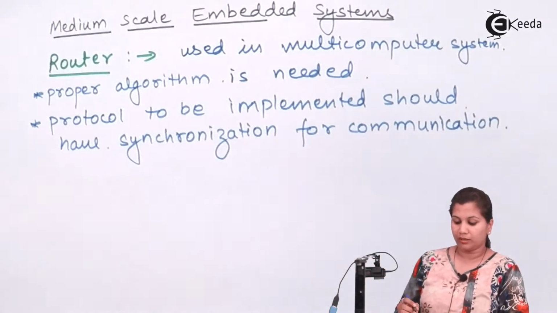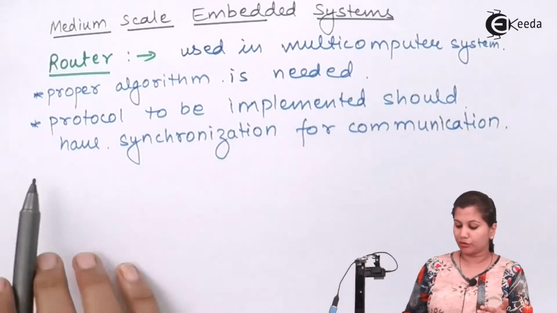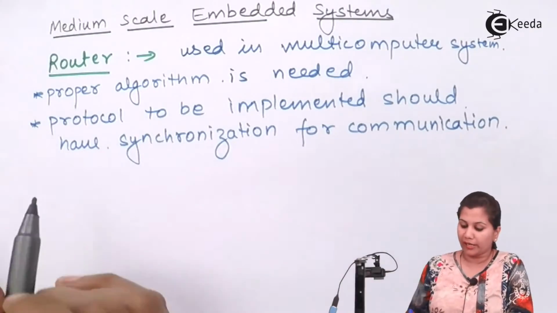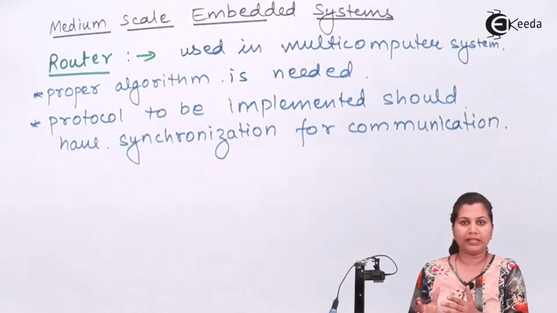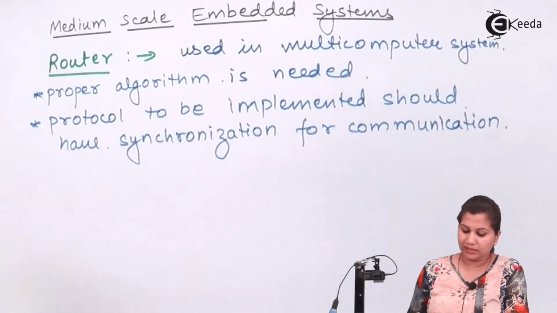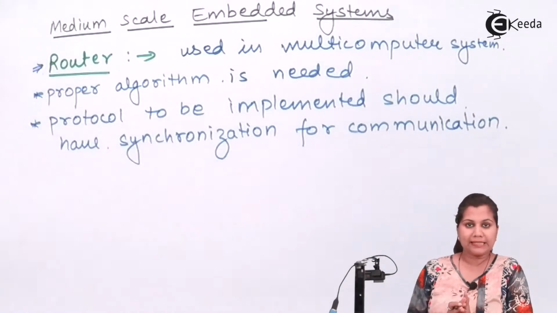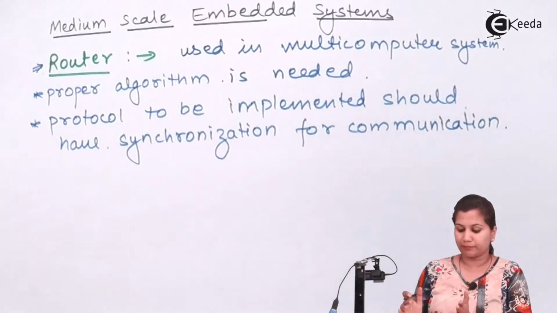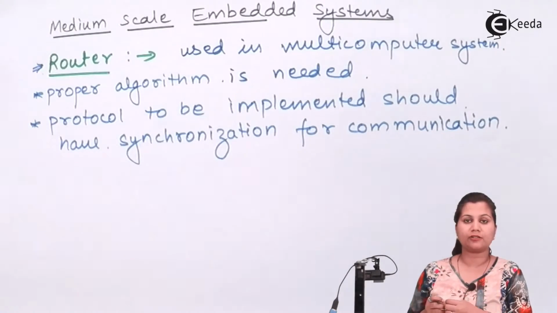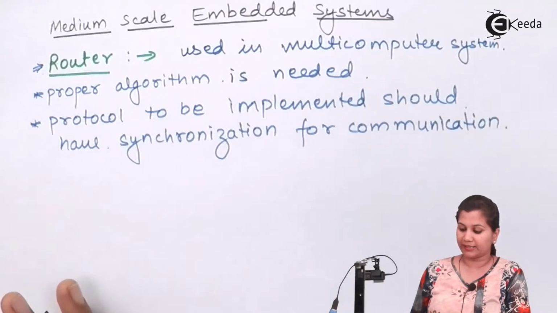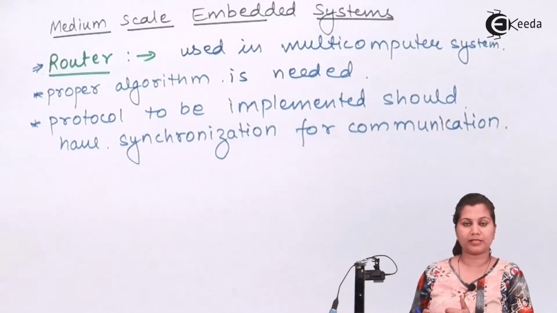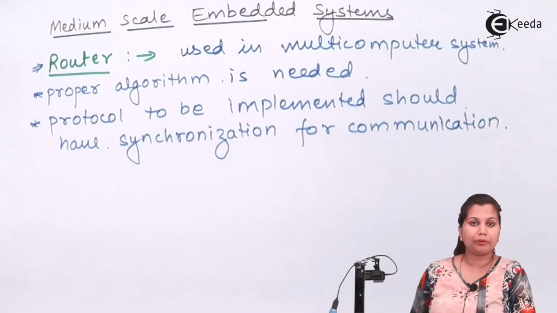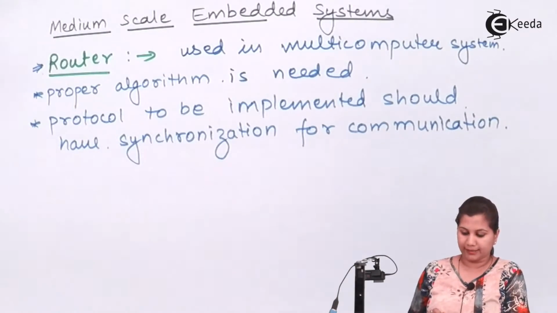In the router, the protocol which is to be implemented should have synchronization for the communication. And also, because it is used in multi-computer systems, various computer systems are to be interfaced with the router. So we have seen that in this system the complexity is increased, because the algorithm complexity is increasing, so hardware and software complexities also increase, the requirement for memory is increased, and the microcontroller or microprocessor used also has to perform complicated tasks. So this is an example of a medium scale embedded system.